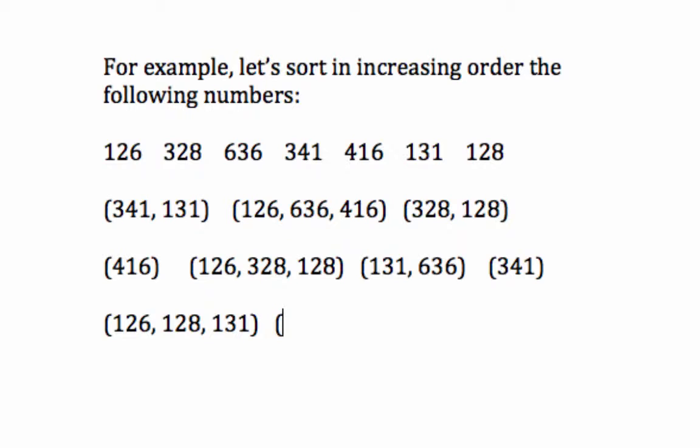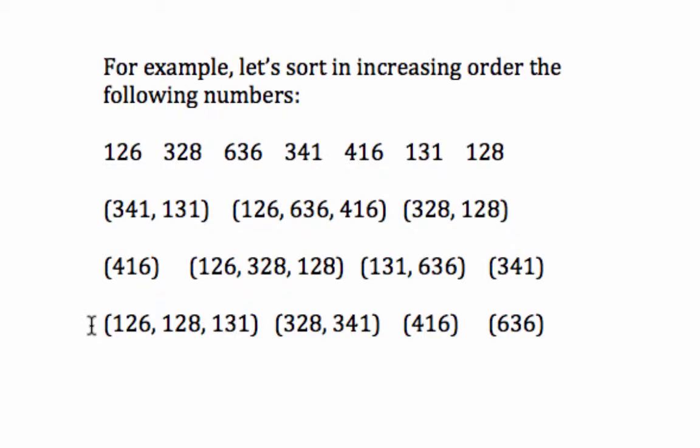My next group, numbers that start with 2, there are none. Next group, numbers that start with 3. So 328 and 341. So I'm going to put in here 328 and 341. Those are all the numbers that start with 3. Next group, numbers that start with 4. There is only one, 416. So I'm going to write 416. I'm done with that group. Next group, numbers that start with 5, there are none. And I see that this number starts with 6, so that will be in the bucket of the numbers that start with 6, and now I'm done.